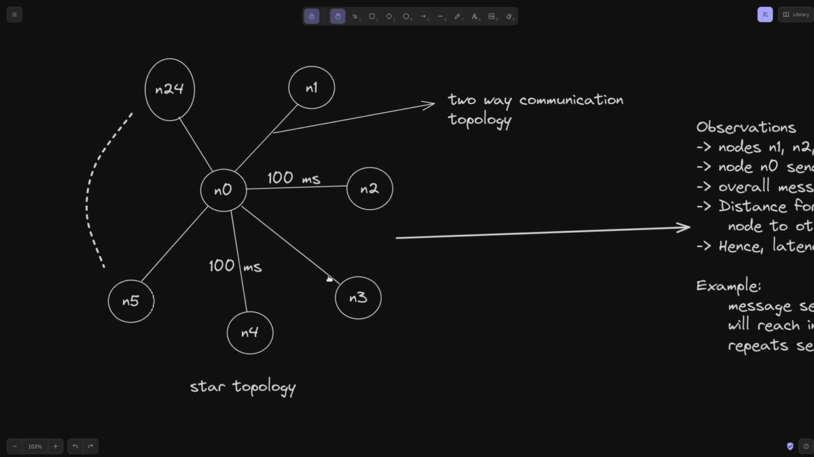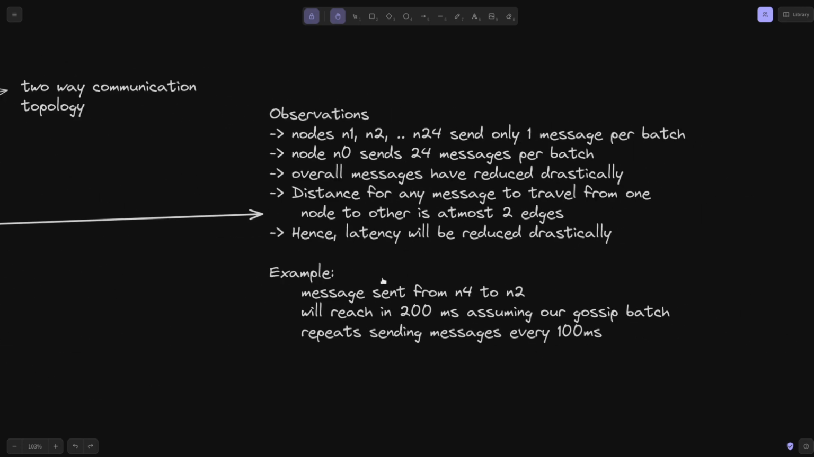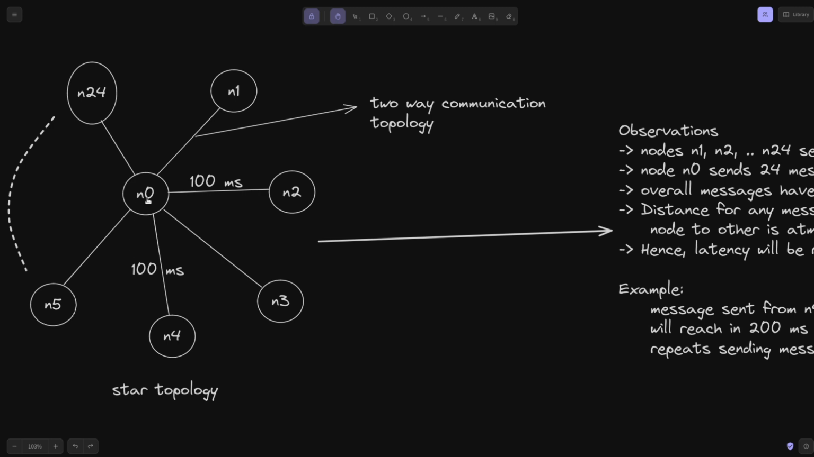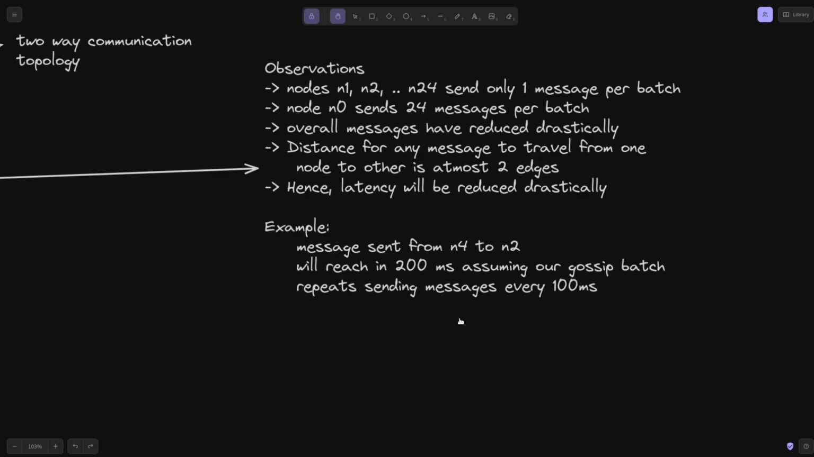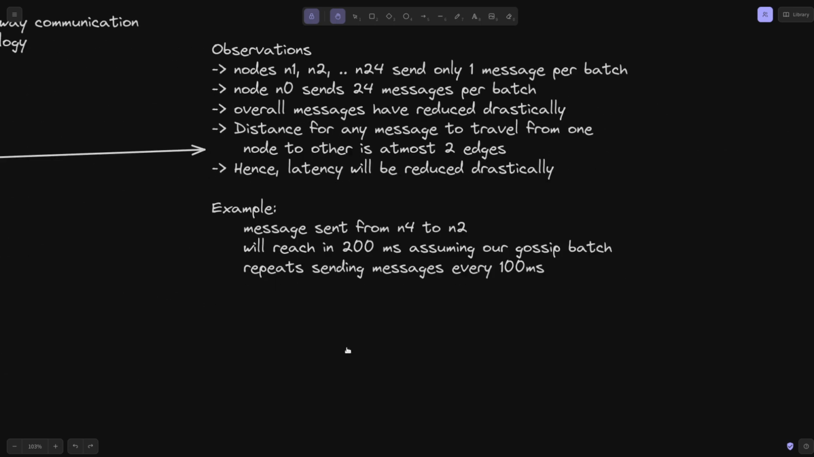One more thing to note here is any two nodes are at distance at most 2 in this topology. So the farthest distance between any two nodes, the edges that need to be traversed, is at most 2. So latency will also reduce, because even in case of network partitions there will be at most one or two internal messages that need to be correctly transferred, so that the value is updated and consistent across the entire cluster.